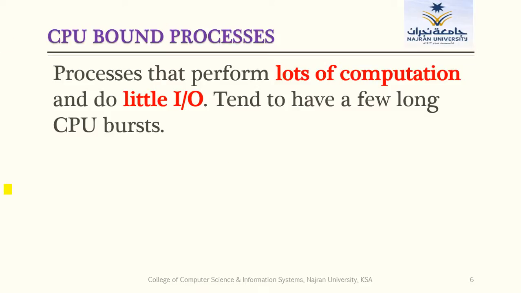Now you understand the difference between IO bound and CPU bound: in IO bound, IO operations will be more and computation operations will be minimum. But in CPU bound processes, computation will be more and IO operations will be minimum.